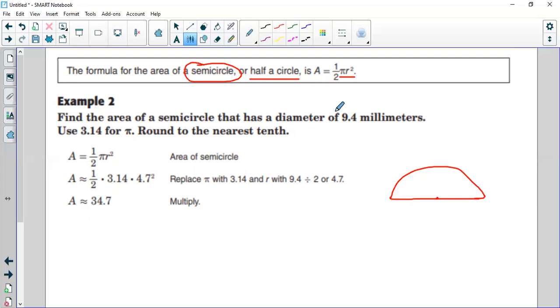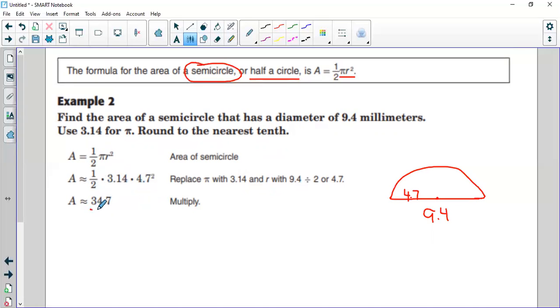Find the area of a semicircle that has a diameter of 9.4. Diameter all the way across, 9.4. First things first, diameter is no good. I need to have a radius. So take 9.4 divided by 2. And the radius halfway across that semicircle is 4.7. So it's pi times the radius squared, and do half of that. You can multiply by a half if you want, or you could also divide by 2. Multiply by a half and divide by 2, get you the same answer.